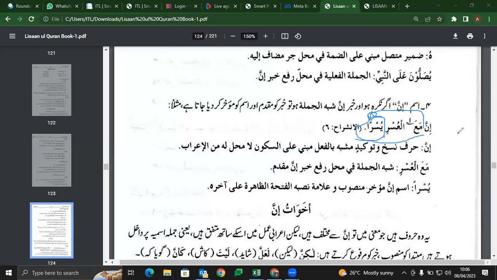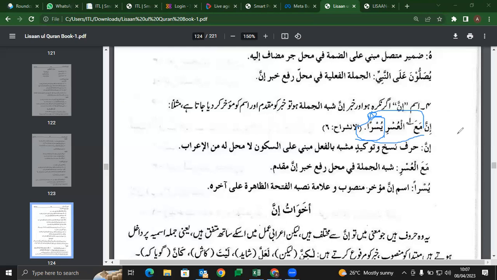But the correct way to say it is: inna ma'al usri yusra. Indeed, with hardship there will be ease. You see? So that space of time now is closed. There is no space of time between both of them. And it also doesn't make sense.